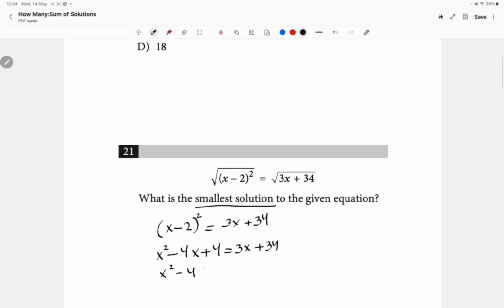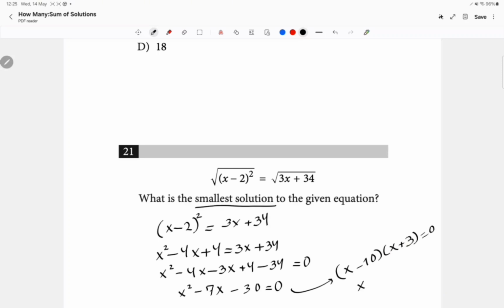You will get x squared minus 4x minus 3x plus 4 minus 34, the whole thing is equal to 0. x squared minus 7x minus 30 is equal to 0. That means you will now do x minus 10, x plus 3 is equal to 0. x is equal to 10 or x is equal to minus 3. They're asking for the smallest solution, so the answer is going to be x is equal to minus 3.